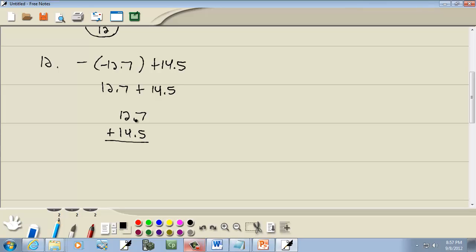We'll line up the decimal places. 7 plus 5 is 12, so put 2 here, carry the 1. We're adding just like normal. 4 plus 2 is 6, plus 1 is 7, and 1 plus 1 is 2. Now our decimal point will be right straight below it. So 27.2 is our answer.